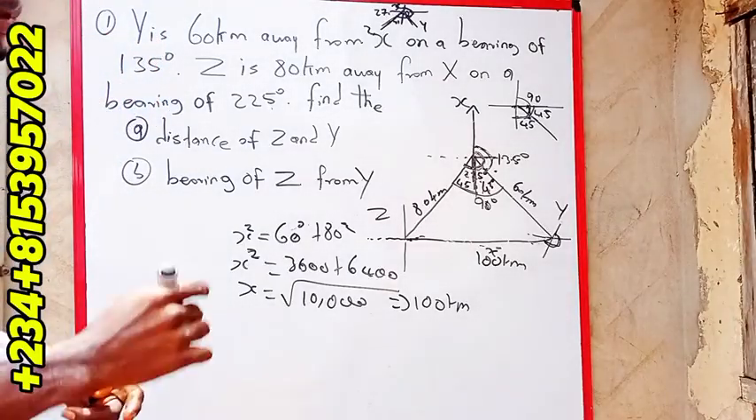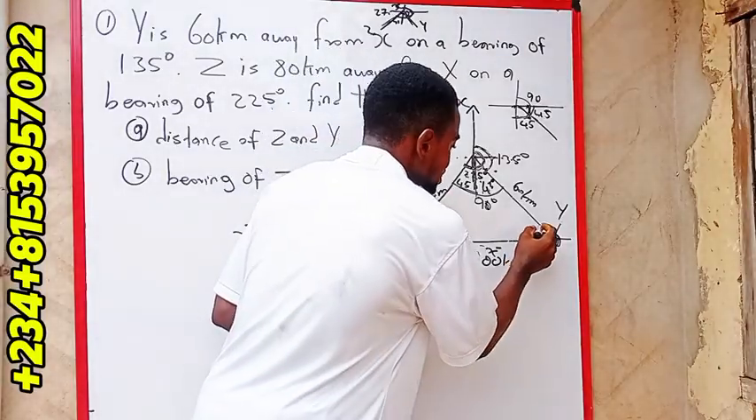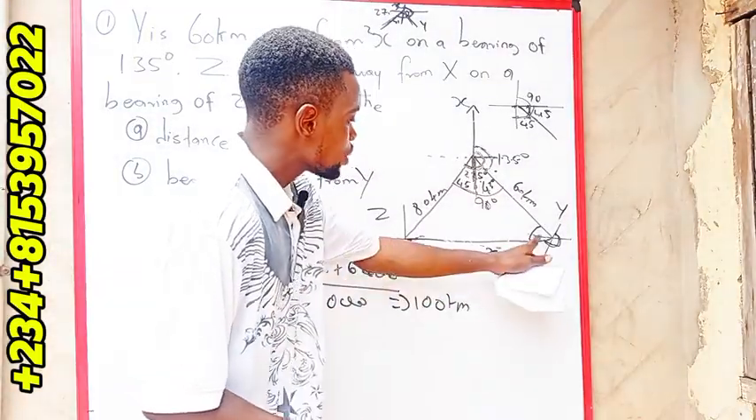How can we get that angle? First of all, you need to get this angle over here. If you get this angle, you now minus this from 360. How can we get this angle?